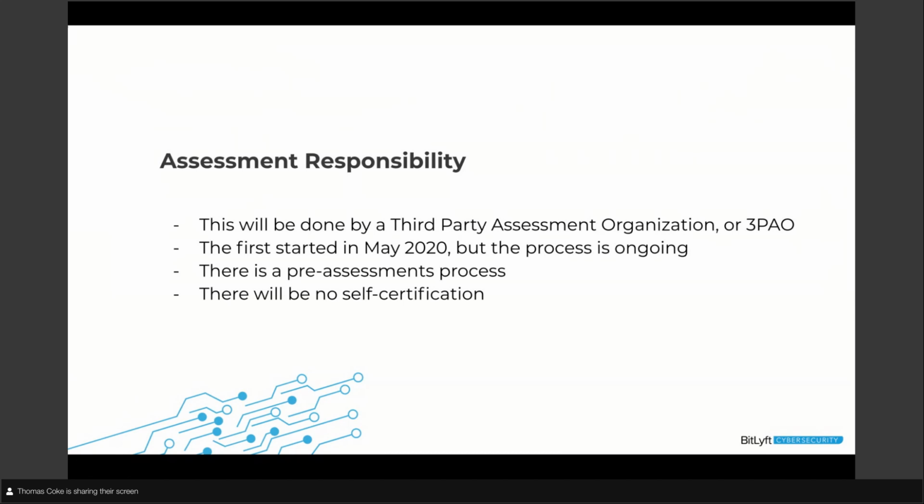But the C is for certified. So again, the first sort of rollout of here's what it's going to look like to be an assessor, here's who's going to be able to do that, started in May, but that process is ongoing. They're a little bit behind. A number of people who are already FedRAMP 3PAOs are going to also be C3PAOs for the CMMC. So there are people that have gone through some process before to become an assessor.